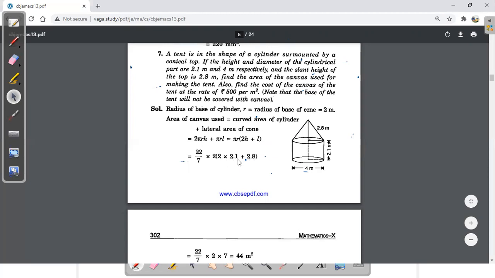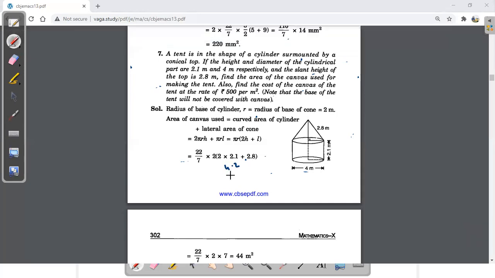So this is going to be 4.2 plus 2.8. We'll add this, 4.2 and 2.8, you will get 7.0 here. And this is going to be 22 into 2 into 7. So when I solve this whole bracket, 7 and 7 get cancelled, so 2 into 22, and we are going to get 44.